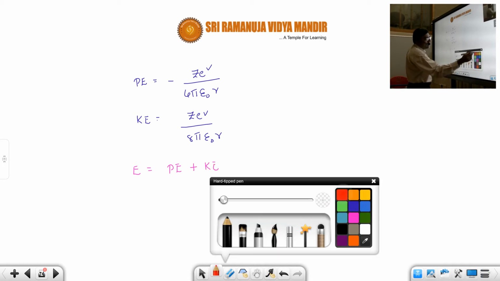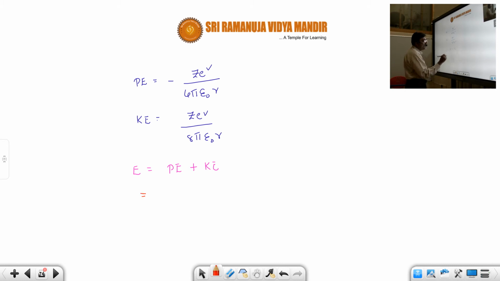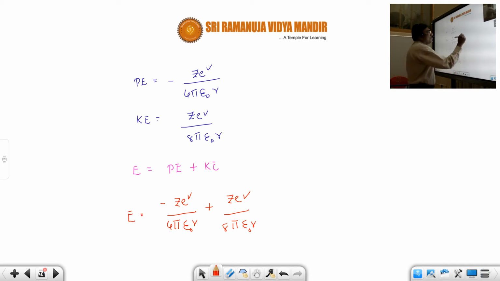So students, let's substitute these values here. Now what is potential energy? Minus ZE square by 4 pi epsilon naught r plus ZE square by 8 pi epsilon naught r. Now this is called total energy. I am writing TE here. Total energy is equal to, or you can write E only. We have followed the same expression. Let us follow the same thing.